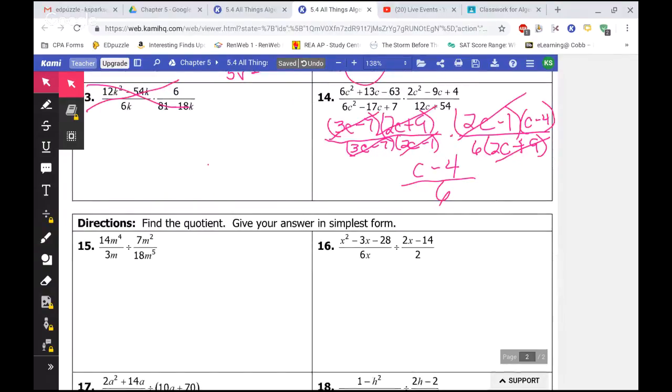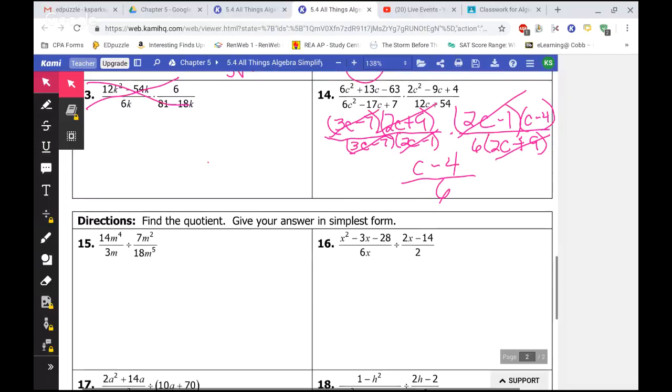I'm sorry, sweetheart. Will there be one like that on a test or quiz? I don't think so. I try to keep stuff like that for the homework. I honestly do, because I think those are good exercises for homework, but I try really hard to just test you on the process itself.